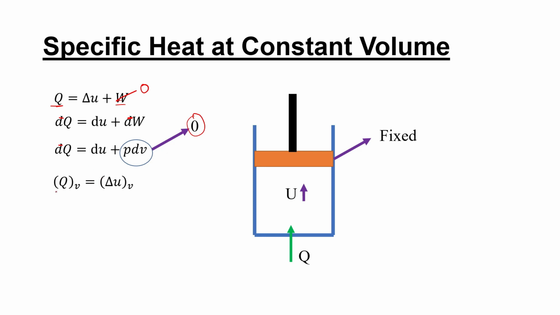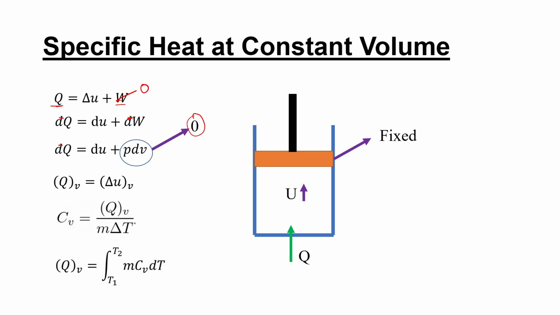So whatever heat you supply, at a constant volume, since the piston is not moving, it is constant volume, is used to increase the internal energy, delta U, at a constant volume. So Cv is equal to Qv by m into delta T. That is the specific heat at constant volume. This is called Cv at constant volume. This is Qv, the heat supplied at constant volume, divided by mass into delta T. This is how you define the specific heat at constant volume.